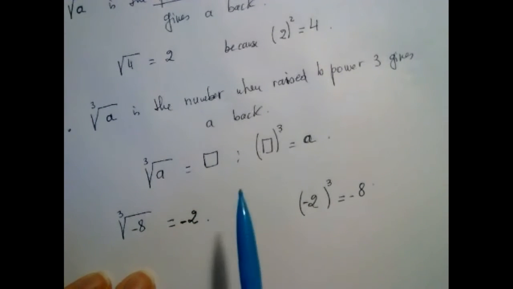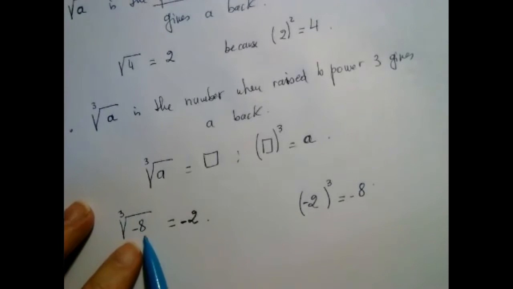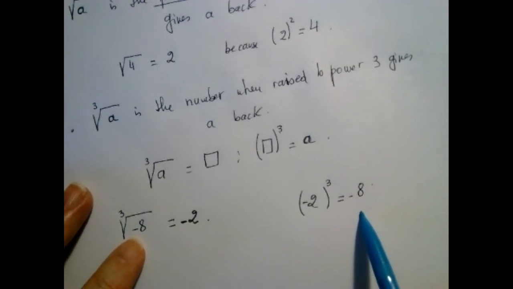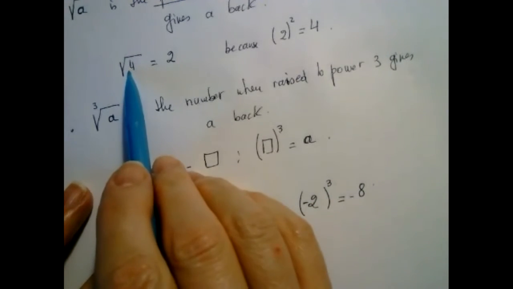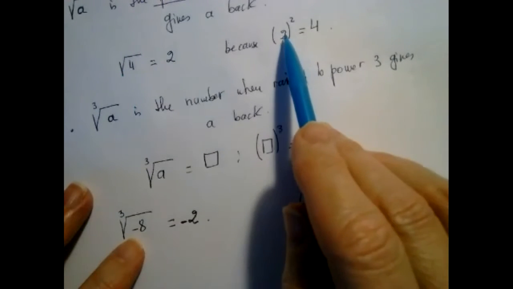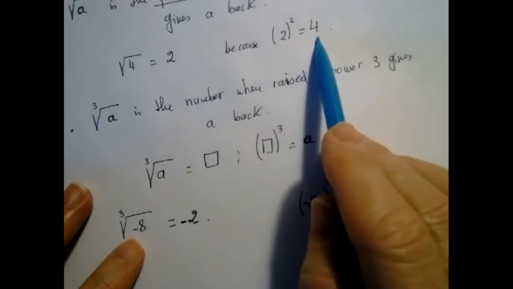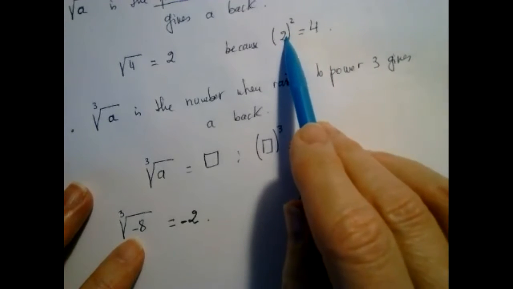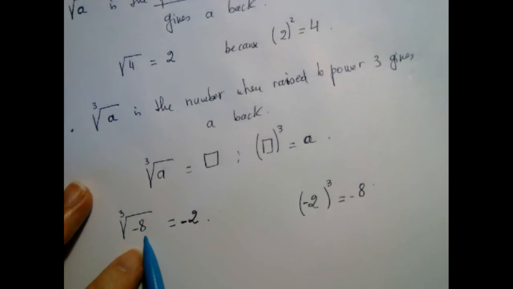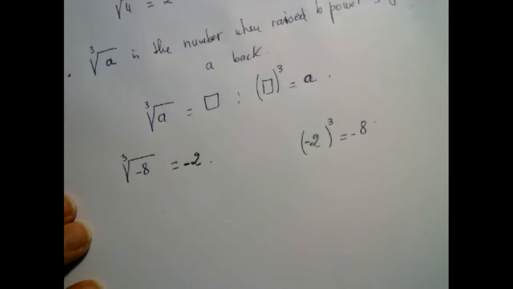Now let us note one thing. Under the cubic root, I can have a negative number, because when I take a negative number to the power 3, I can get something negative. For the square root, I cannot have a negative number, because there is no number that when you square it gives a negative. Whatever the number is, when you square it, you're going to get a positive number. So we can have the cubic root of a negative, but we cannot have the square root of a negative number.